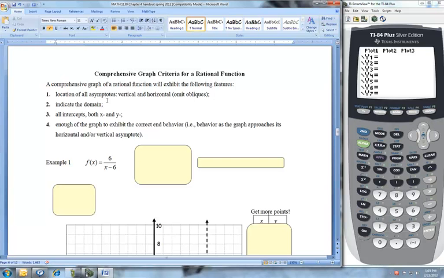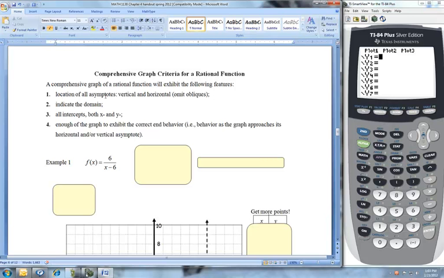Okay, here's the two examples I promised you. First thing, we're going to look at what we would need for graphing a rational function. So I've got the comprehensive graph criteria for a rational function. So it says a comprehensive graph of a rational function will exhibit the following features, or should exhibit.